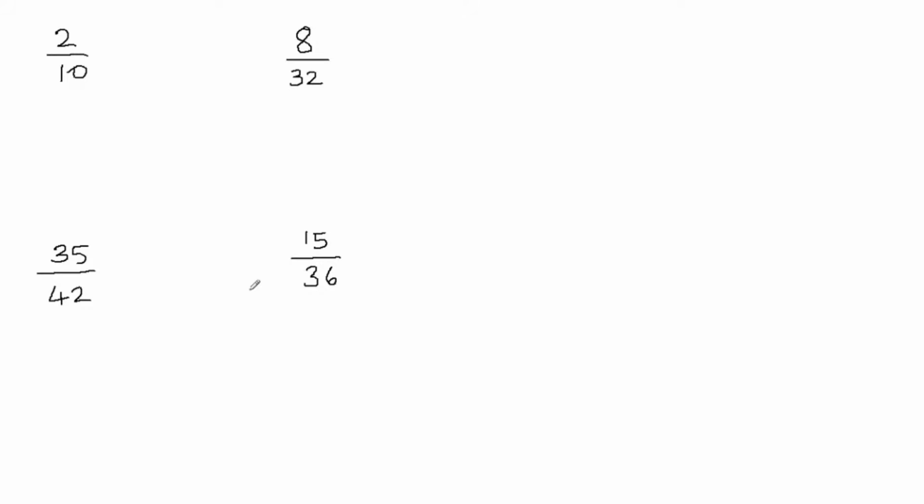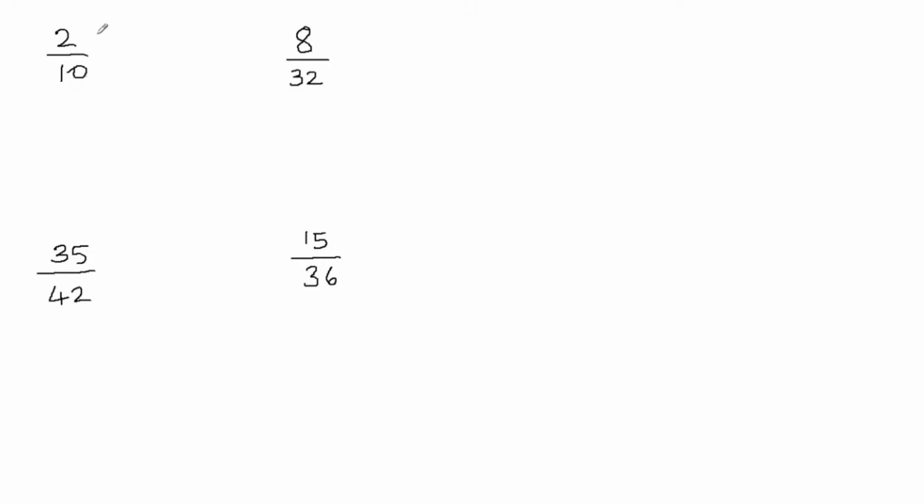Hi, in this video we'll learn how to simplify fractions to its lowest term. To reduce the fraction to its lowest term, we need to divide the numerator and the denominator by the greatest common factor. Now, what do you mean by greatest common factor? Greatest common factor is the largest number that can divide evenly into two other numbers. For example, the greatest common factor of 2 and 10 will be 2 because 2 is the largest number that can divide into both 2 and 10.